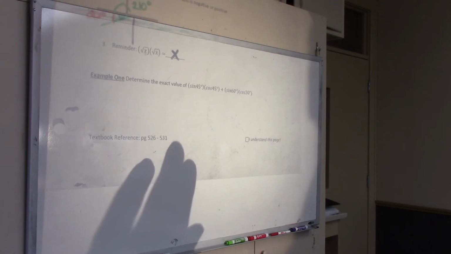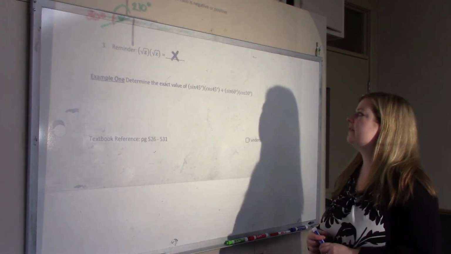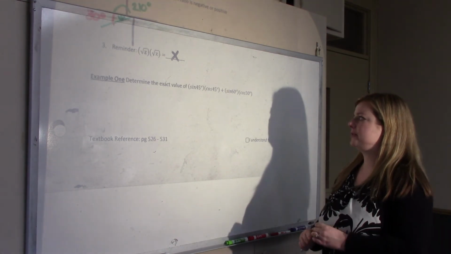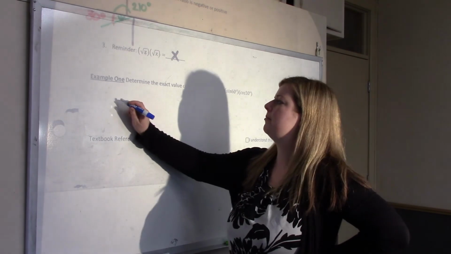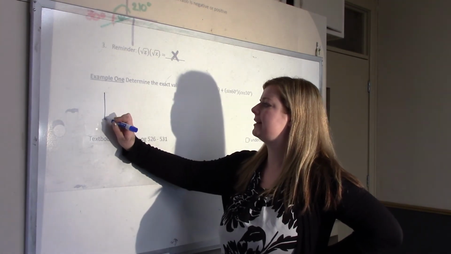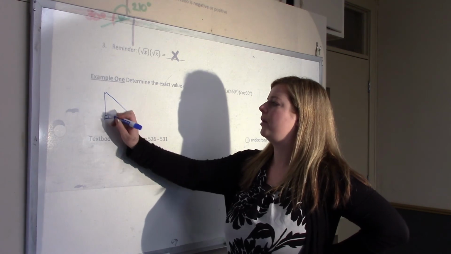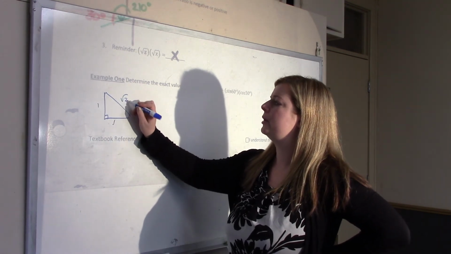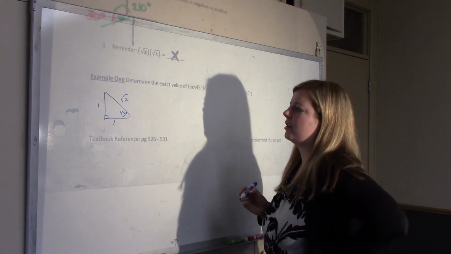So example 1, determine the exact value of sine 45 cos 45 plus sine 60 cos 30. When I'm using my special angles, I like to just create the special triangles on the side to refer to. So this is my 1, 1, √2 triangle with 45 degrees in either corner. You just have to draw it in one.